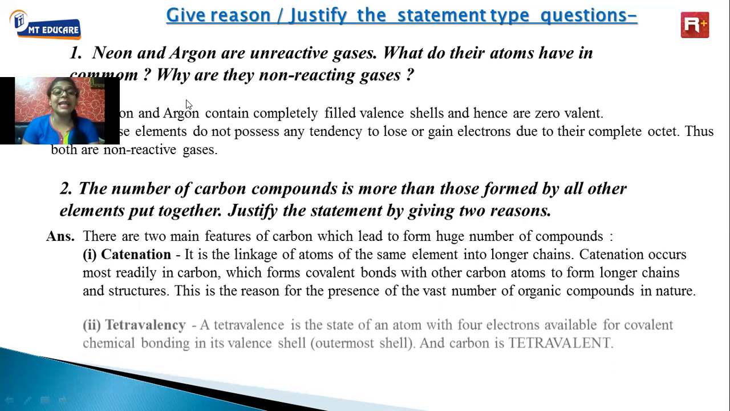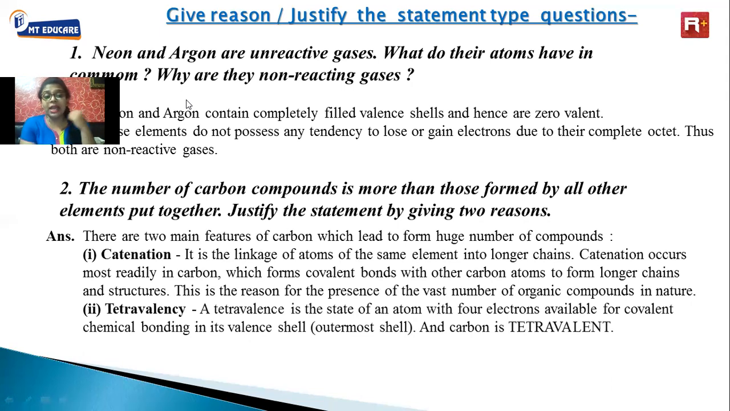One more property is tetravalency. Students, what do we mean by tetravalency? Tetravalency is a state of an atom with 4 electrons available for covalent bonding. Carbon has 4 electrons available for covalent bonding, and therefore it can bond with 4 different atoms. Therefore carbon is also called a tetravalent element. So this is a type of justify-the-statement question which you can write.